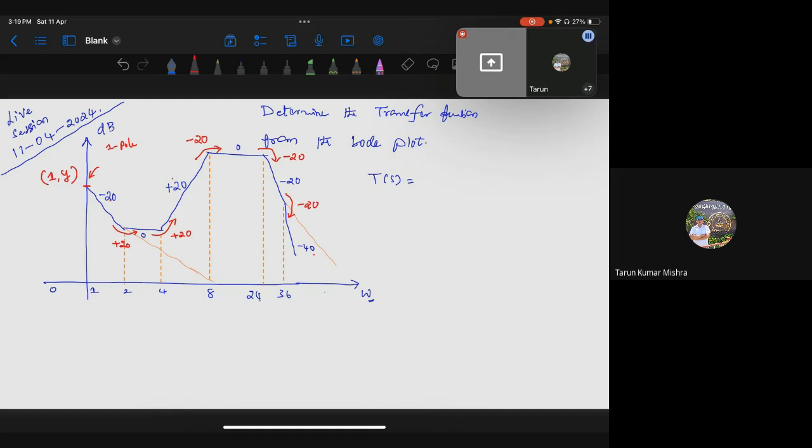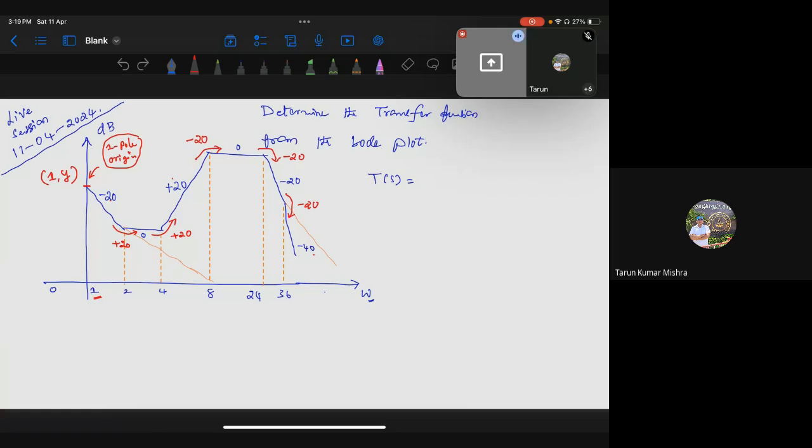We are talking about the almost zero slope. That means we have one pole at the origin. Will you agree? Yes, sir. So now, what about here?